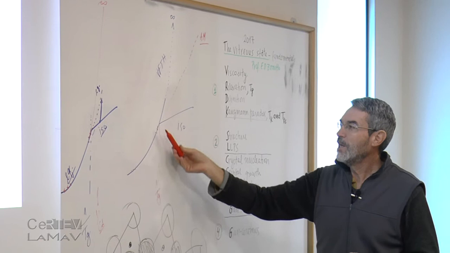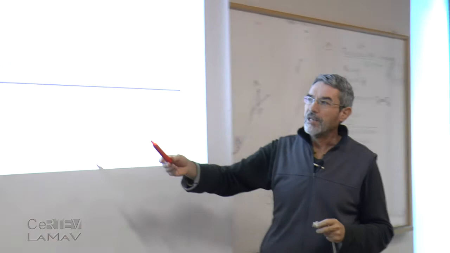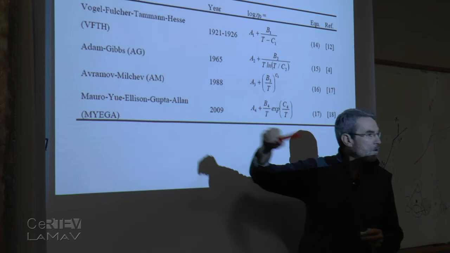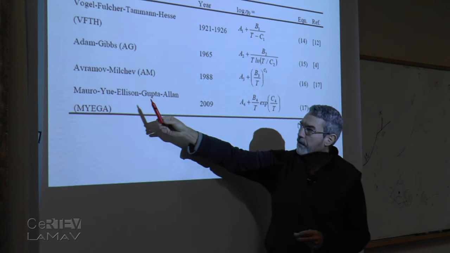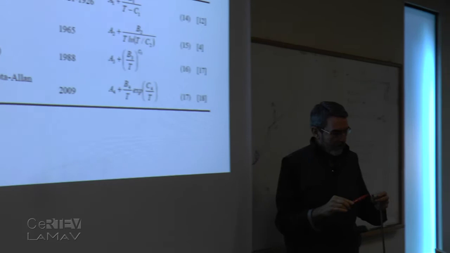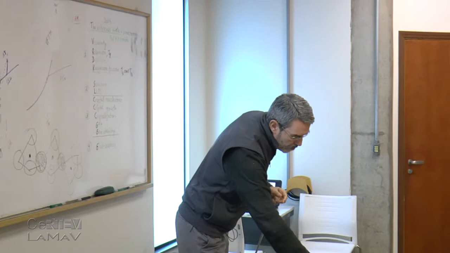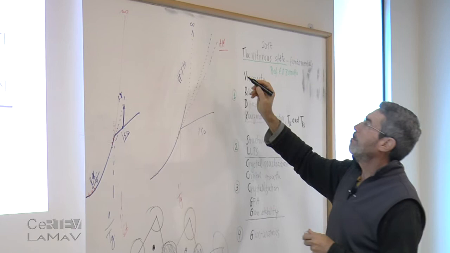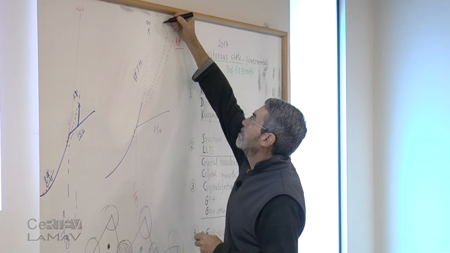And then there is the MYEGA equation. People from Corning, John Mauro, Yue from Denmark, Ellison from Corning, Professor Gupta from Ohio, who also spent some months here at LaMaV, and Allan from Corning, a group from Corning, Denmark, and Ohio, came up with another equation, the MYEGA equation, with three unknown parameters also. You have to fit this data with three parameters. And also, the beauty of this equation is that it comes between the Avramov-Milchev and the Vogel-Fulcher.